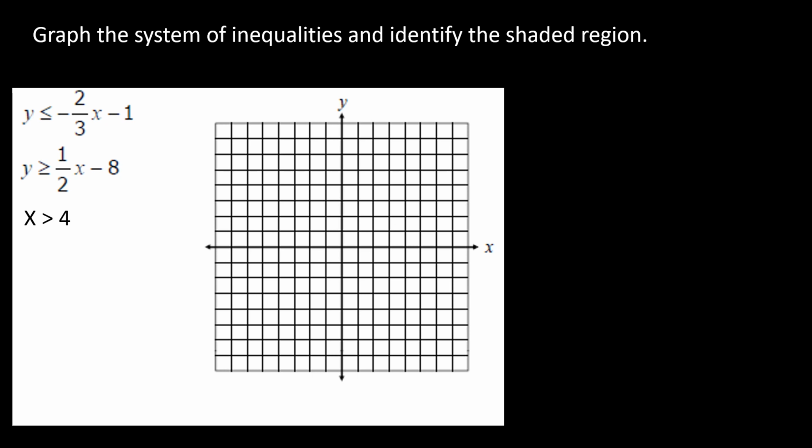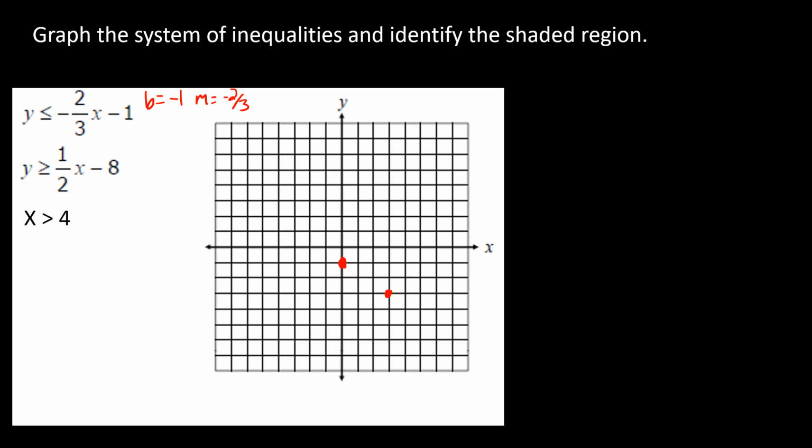For this first equation, I've got y is less than or equal to negative 2 over 3 x minus 1. So let's first identify our b, which is negative 1. I'm going to come down to negative 1 and put a point. My slope in this case is negative 2 over 3, so I'm going to go down 2, over 3: 1, 2, 3. And this is what I would use to draw my line.